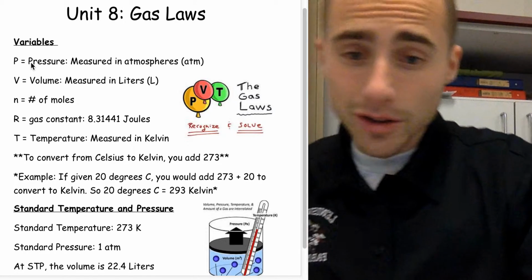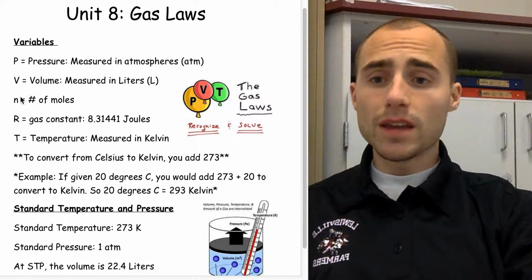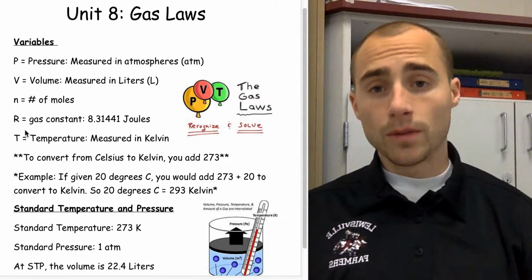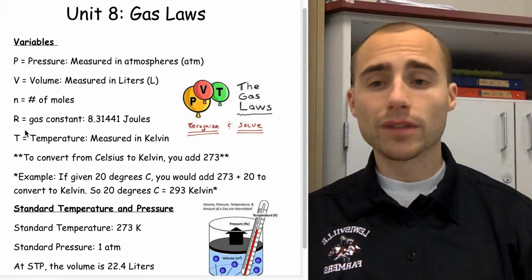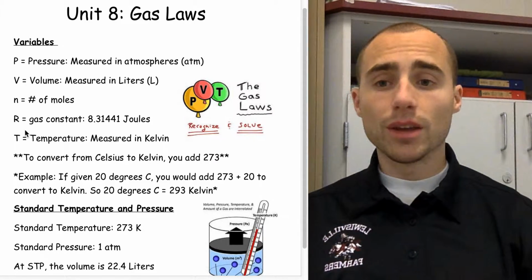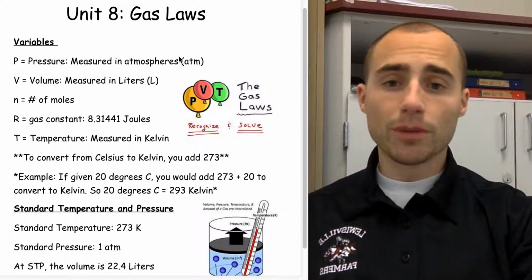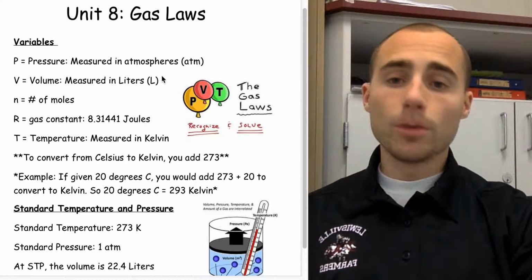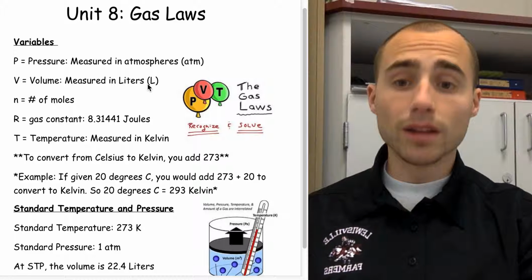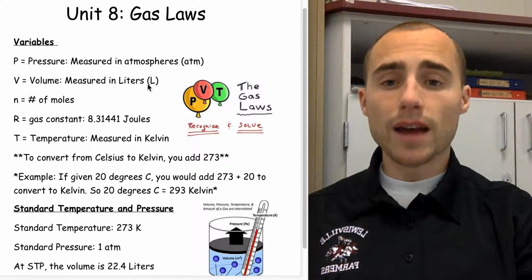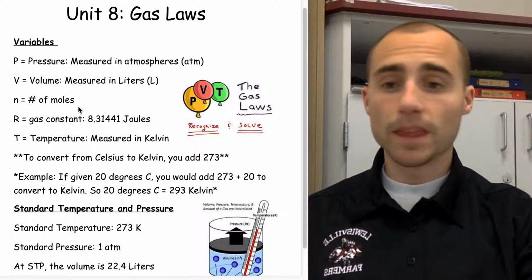Remember that the ideal gas law is PV equals nRT. So whenever you see the term ideal gas law, it's referring to PV equals nRT. P is pressure, we want to measure that in atmospheres. V is volume, we want to measure that in liters. So if you see milliliters, you need to divide by 1,000 to get it back to liters.